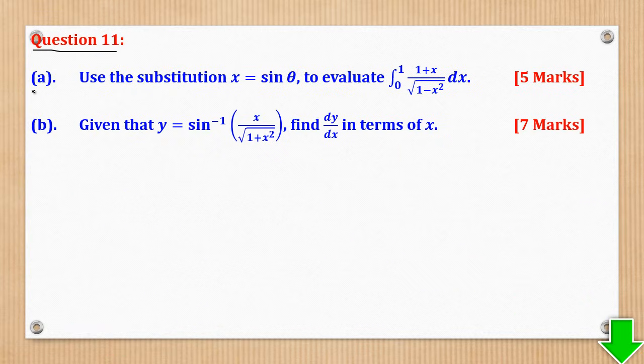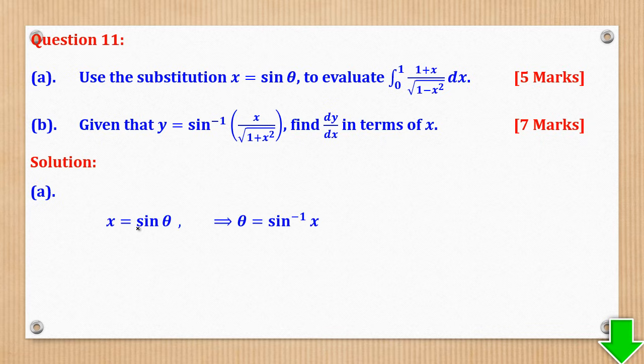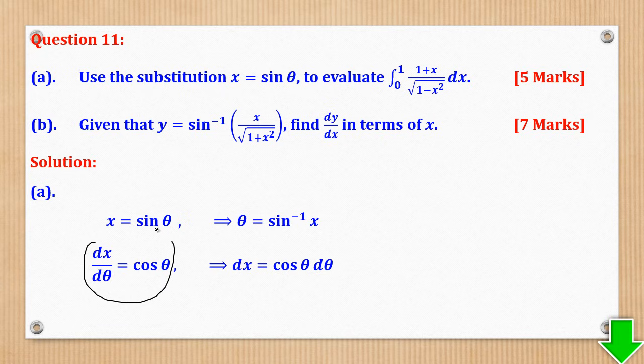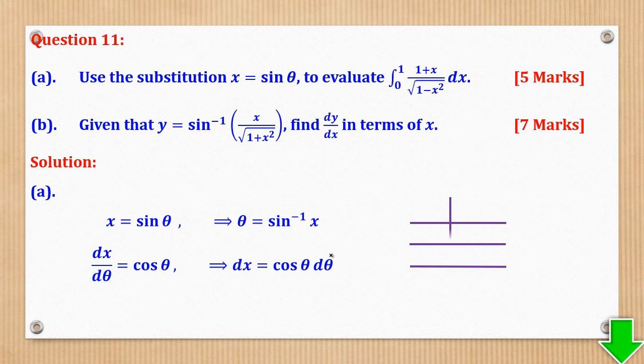Question 11. Part A says using the substitution this, evaluate this. So you first write: if sine theta is x, theta will be equal to arcsine x, and therefore dx d theta will be cos theta, implying that dx is equal to cos theta d theta. So I have to change a variable. Then I also need to change the limits.